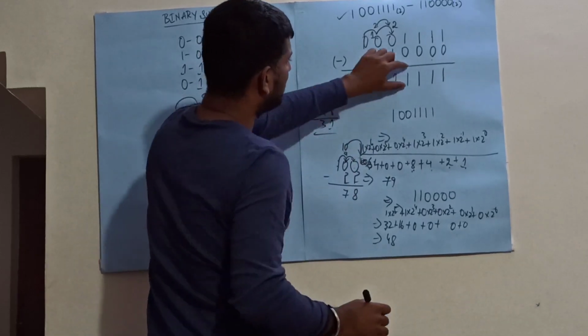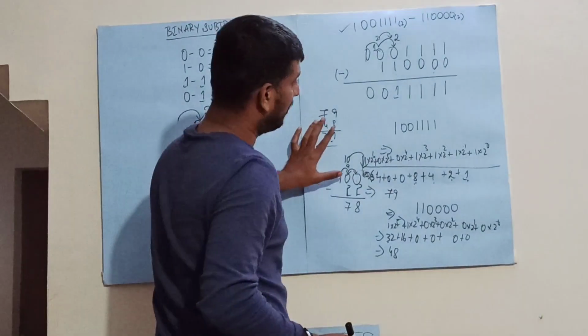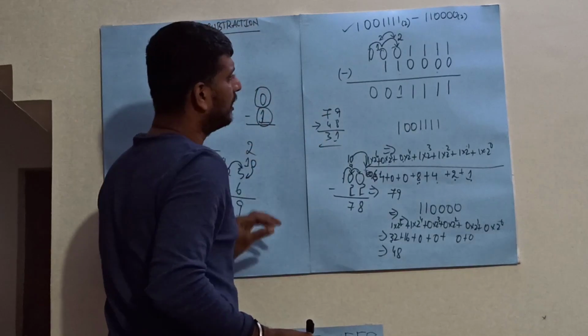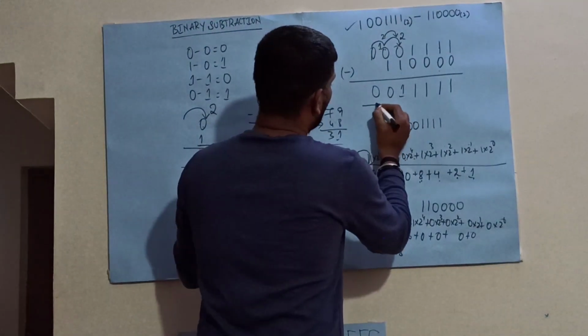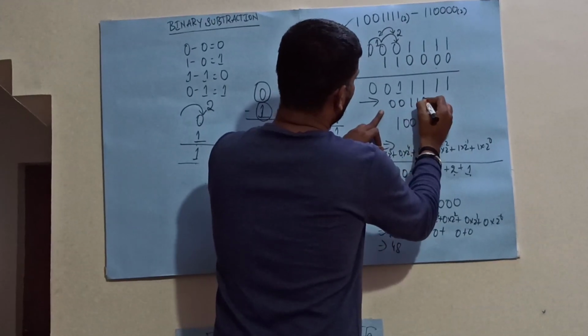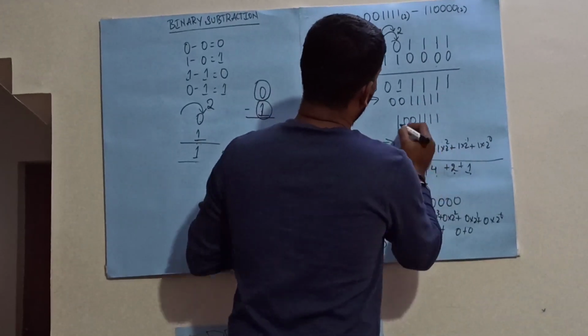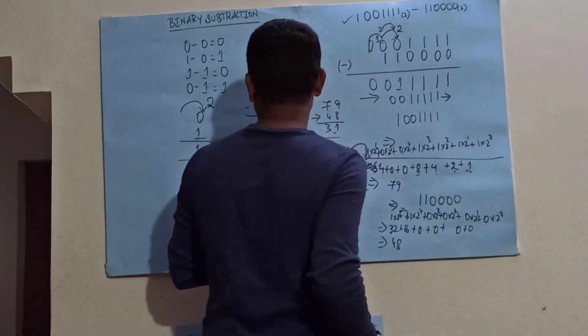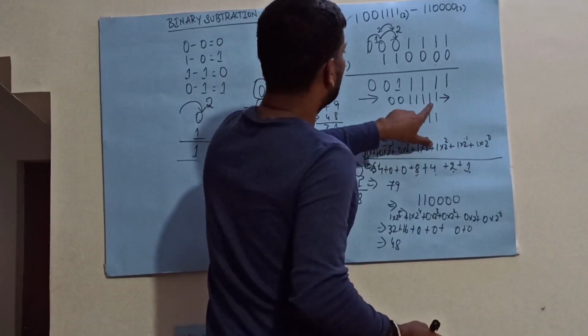So whatever value I have got, it should be 31. Let me check whether the answer I have got is correct or not. What is the value I have got over here? It is 0, 0, 1, 1, 1, 1, 1. Now I have to convert this particular value to the decimal form.